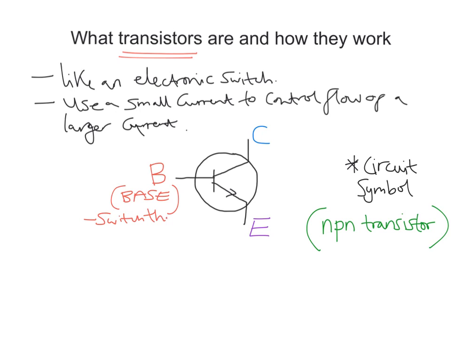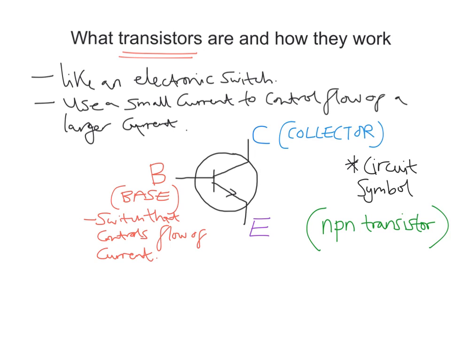It's a switch that controls the flow of current. And as I said, you need a current being applied to that base to allow a larger current to flow through the rest of the transistor. So let's talk about C in this diagram. So the C here represents what's known as the collector. So we'll put that in place, the collector.